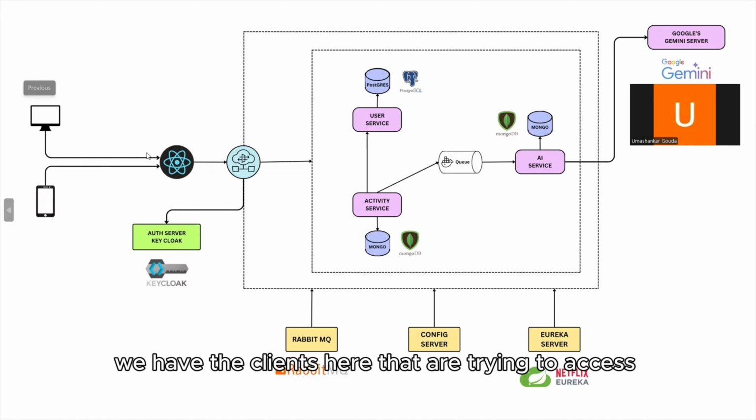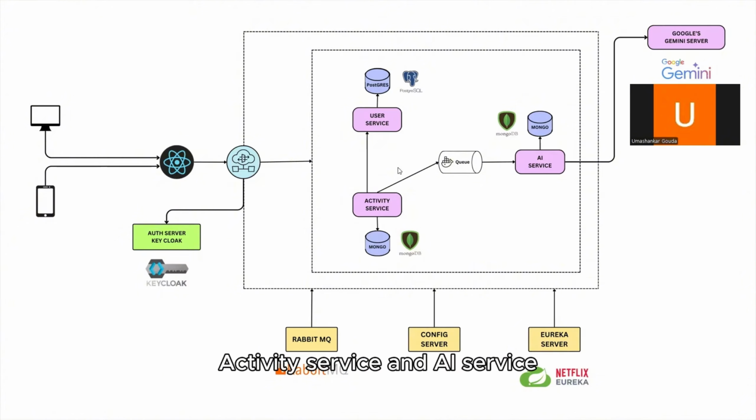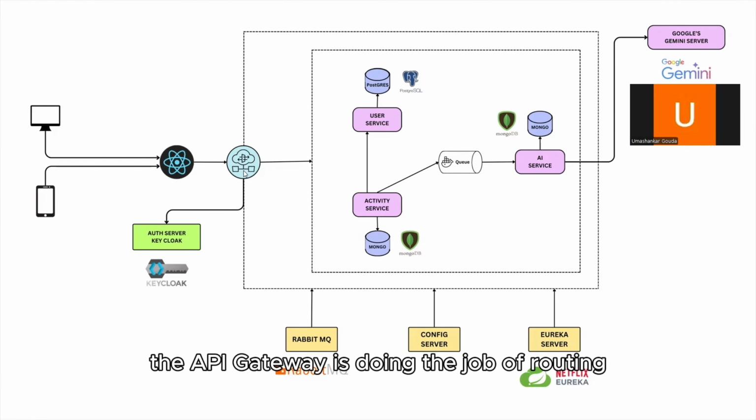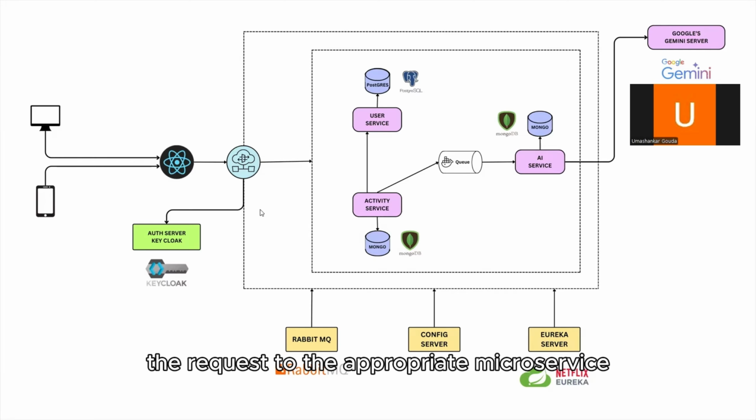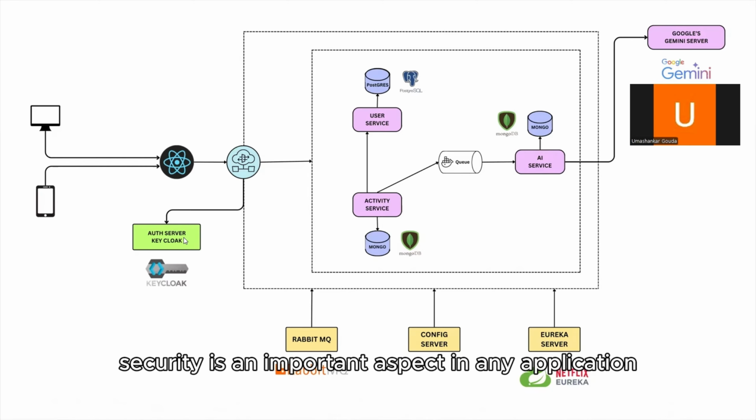We have the clients here that are trying to access it using the REST API. We have three microservices here: a user service, an activity service, and an AI service. They are protected and can only be accessed through the API gateway over here. The API gateway does the job of routing each request to the appropriate microservice based on the request it receives. Security is an important aspect in any application.